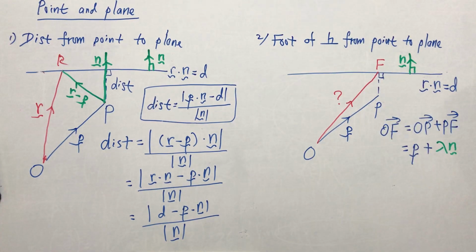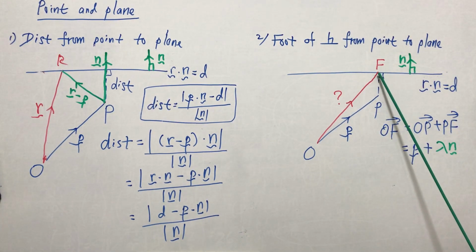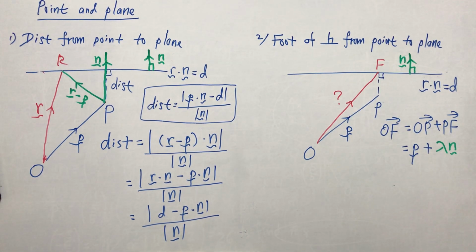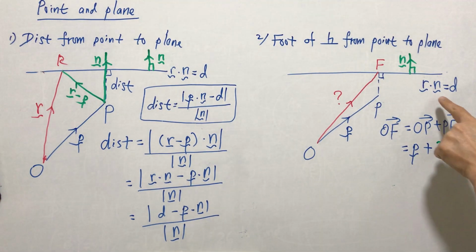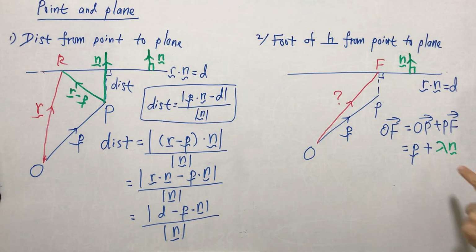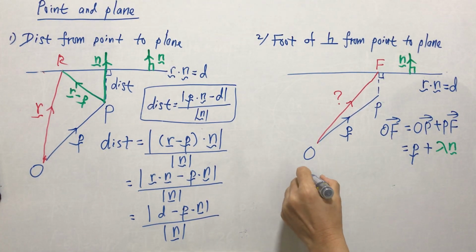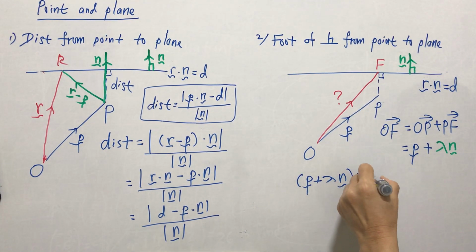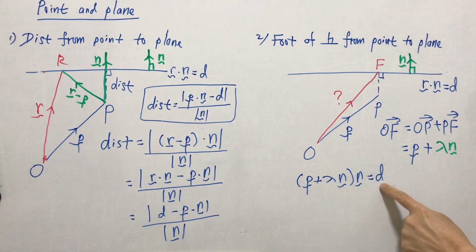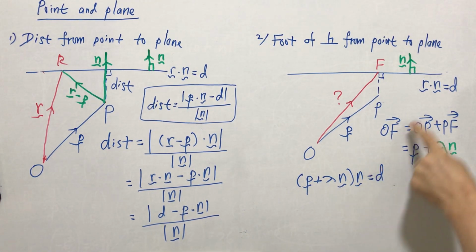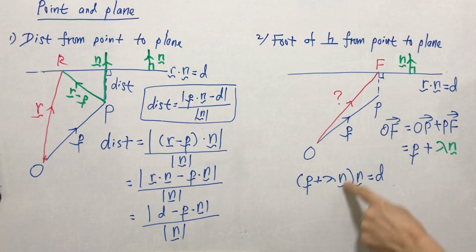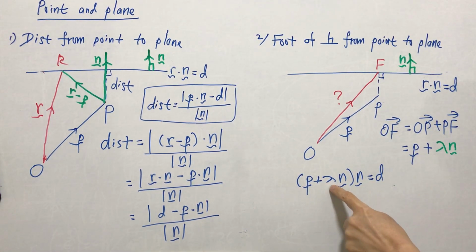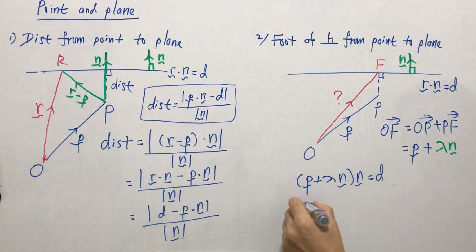Because this point F is on the plane, in example 4 of your notes, we learned that if a point is on the plane, that point will satisfy the equation of the plane. Which means I can put this vector in place of r here to give me p plus lambda n dot with n equals d. And bear in mind that d is known from the equation of the plane, n is known from the equation of the plane, p is given to you. What is left to find is actually lambda. So you use this expression to find lambda.